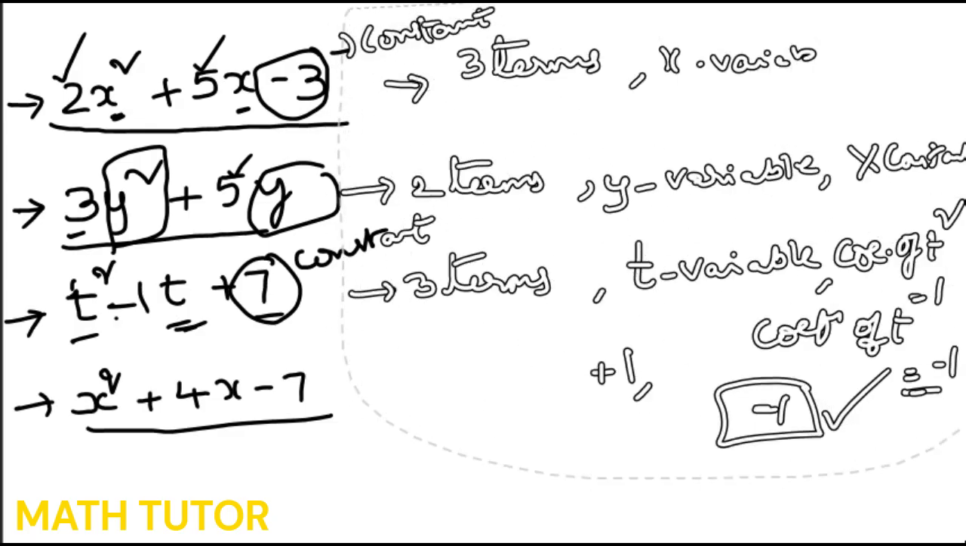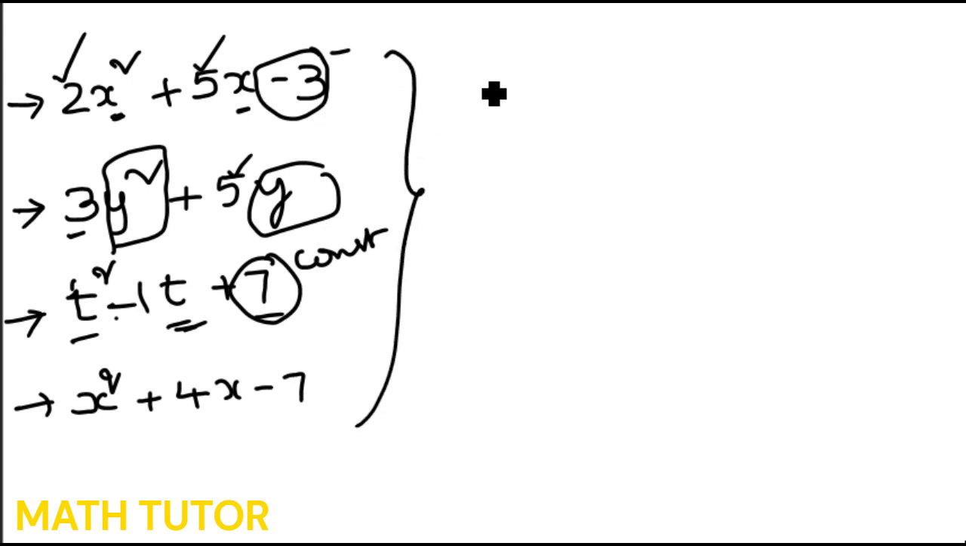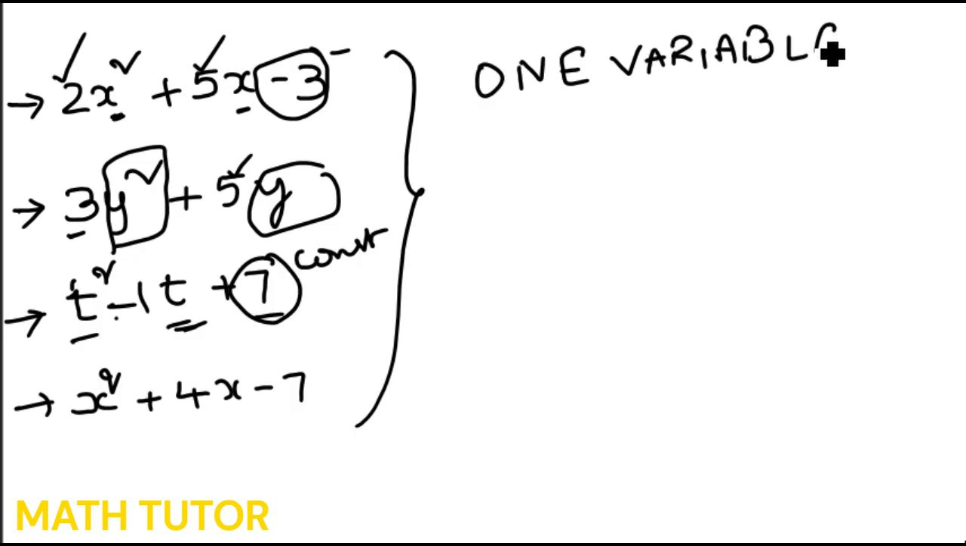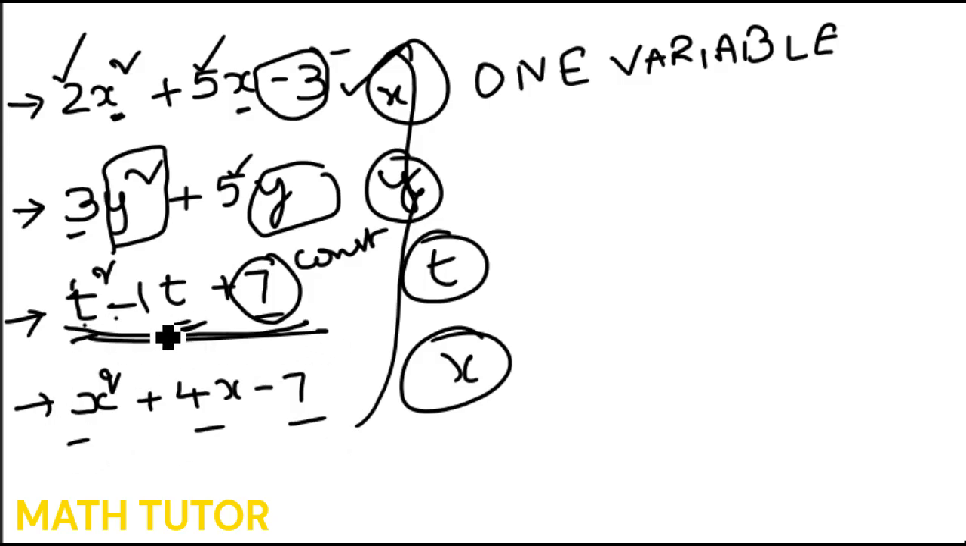Okay. Now, if you observe all these polynomials, what is one thing in common? Any guesses? In all these polynomials, there is only one variable. Here, x is a variable. Here, y is a variable. And here, t is the variable. Again, here, x is a variable. There is no other variable in this expression. Only t. It is t square minus t plus 7. Only t is the one variable here.